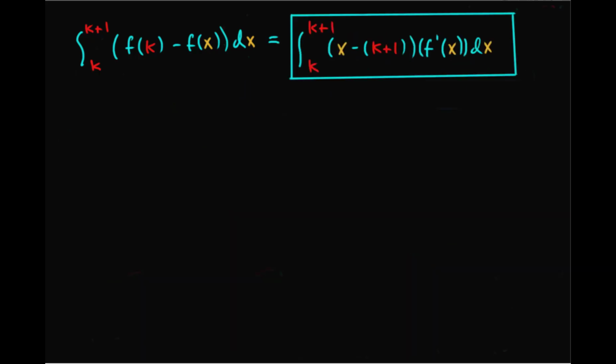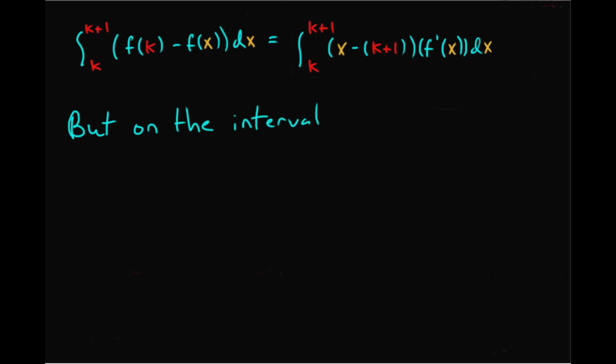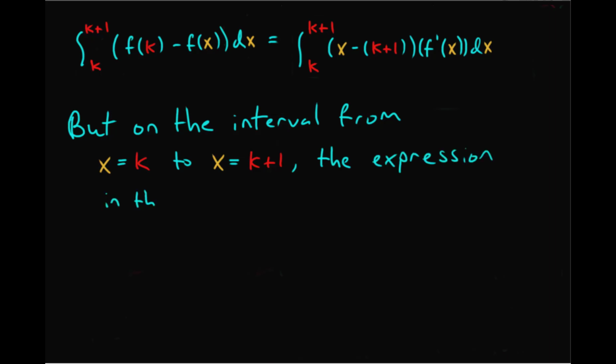So now we have that the integral from k to k plus 1 of the quantity f of k minus f of x dx equals the integral from k to k plus 1 of the quantity x minus, open parenthesis, k plus 1, close parenthesis, times f prime of x dx. So it might not seem at first that doing this integration by parts has really advanced things very much for us, but something amazing is about to happen. We're going to be able to write this entire integral purely in terms of x. And let's see why that is.